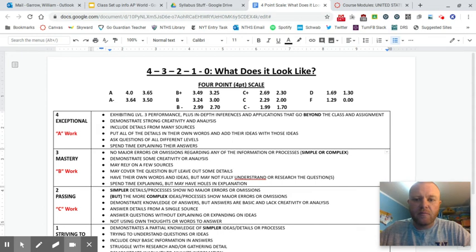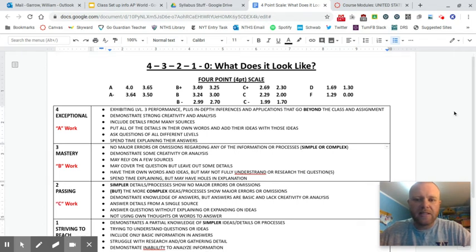Typically, for most assignments, students who do well on them are probably going to earn a 3. And a 3 means that you mastered the assignment. You got what you needed to get out of it, and you did it pretty well. Okay, mastery is what we consider B quality work, right? You got a B on the assignment. It's a solid assignment. You did a nice job. You didn't go way above and beyond or do something spectacular, but you did all that was asked of you, and you did it well.